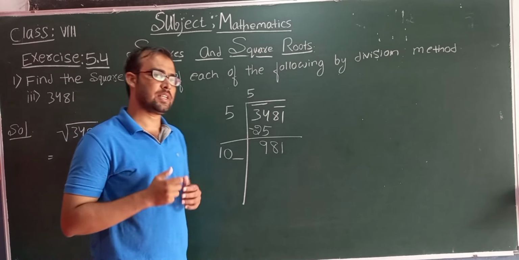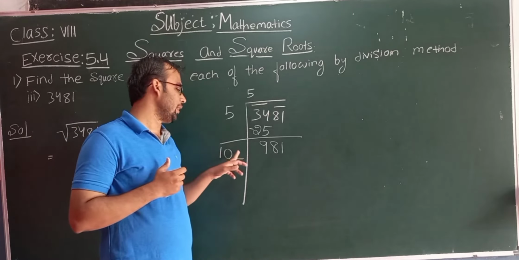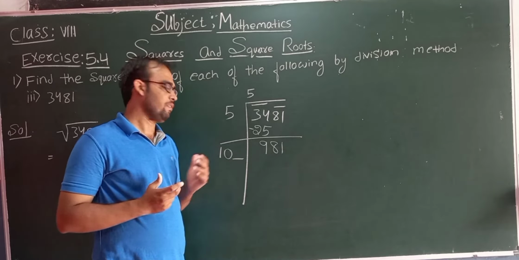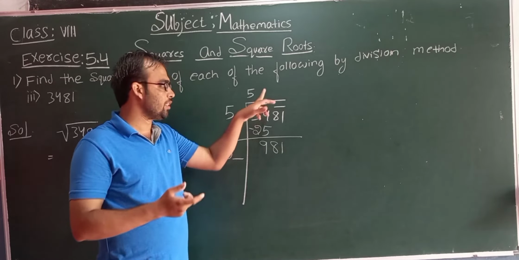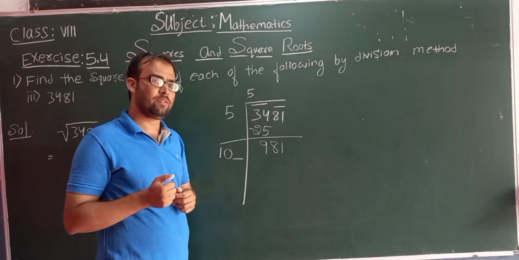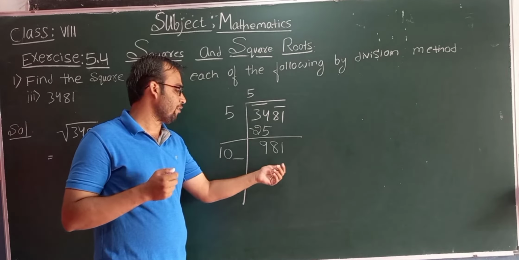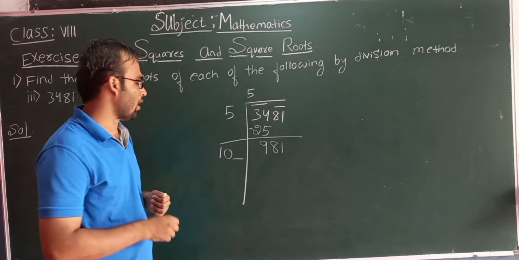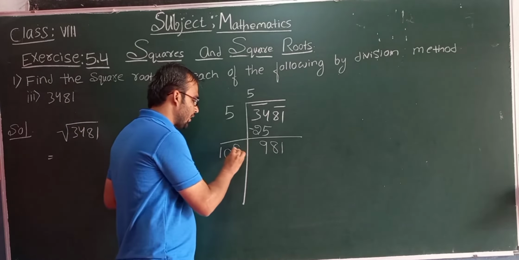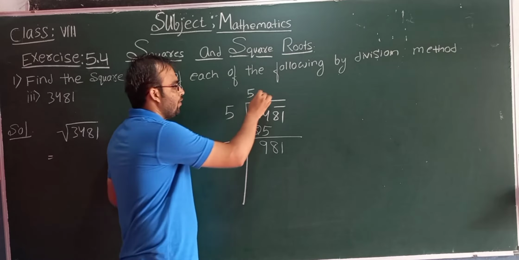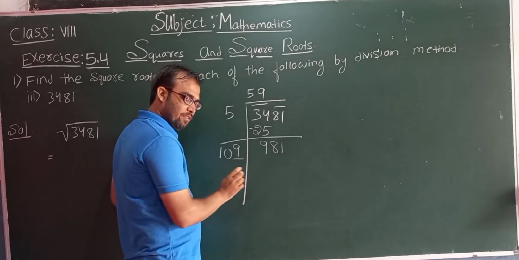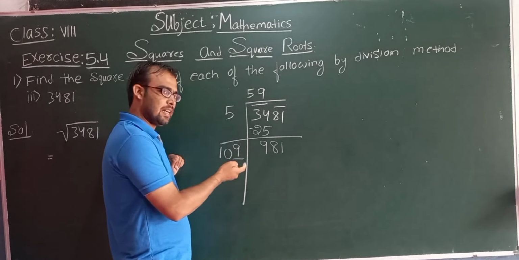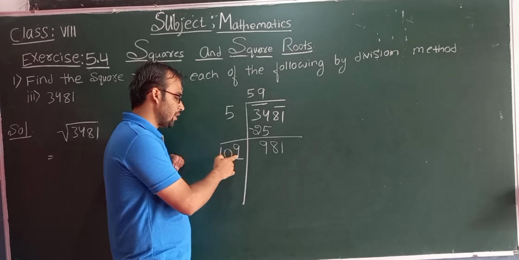Okay. Now what's the next step? We need to fill this blank with a number such that when we multiply this number with the new digit in the quotient, what we need to get? We need to get either 981 or a number which is lesser than 981. Okay, so now let us fill this blank with 9 and let's see whether we are getting 981 or not. You can try with another number. I am just trying the number 9.